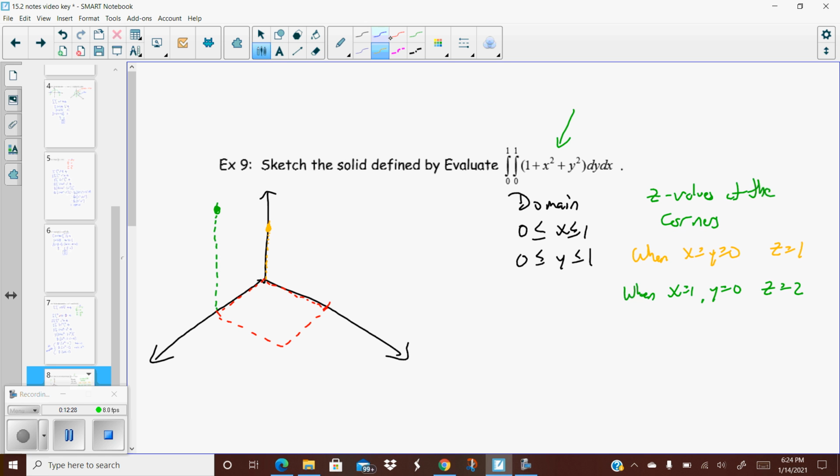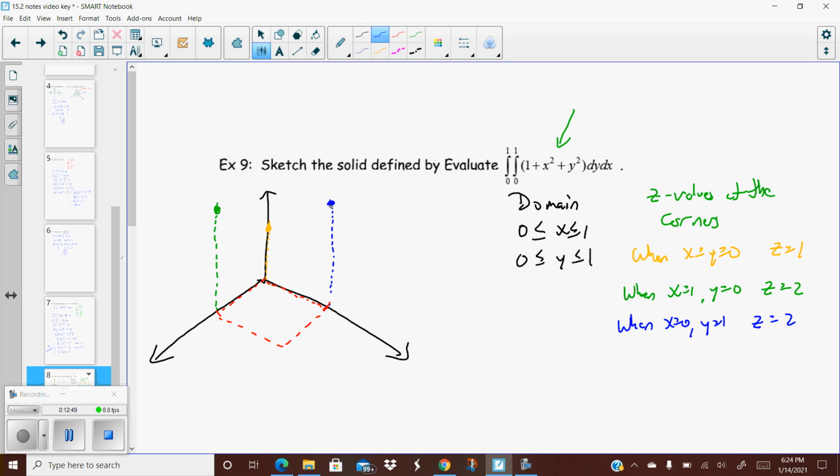Let's do one of these in blue. So let's do another corner. When x equals 0 and y equals 1, z is also going to be 2. So about the same height right there.